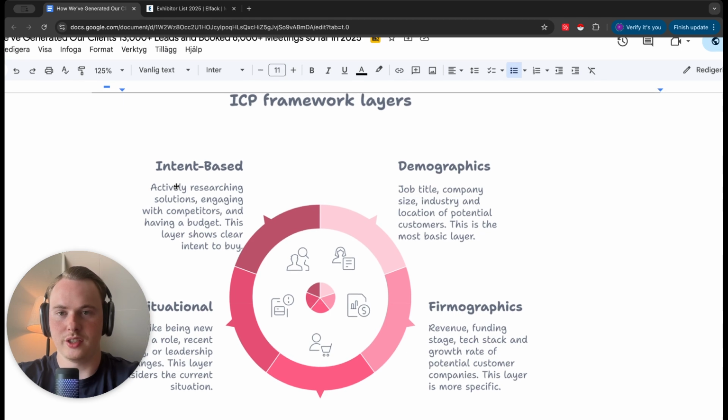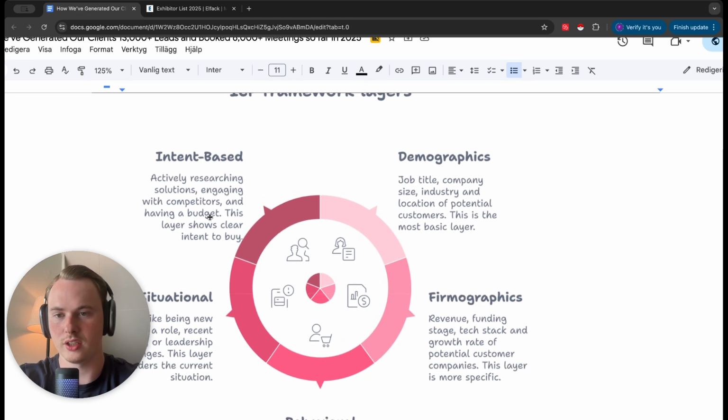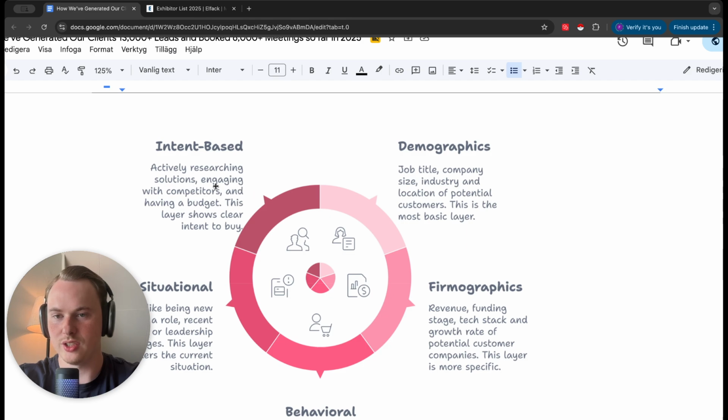Yeah. So essentially, here are the framework layers. You want to have intent-based. This is super strong. This can be actively researching solutions, engaging with competitors, and having a budget. A good example on this is you could build a super good and strong list by scraping competitor followers on LinkedIn. This is a super good one actually.